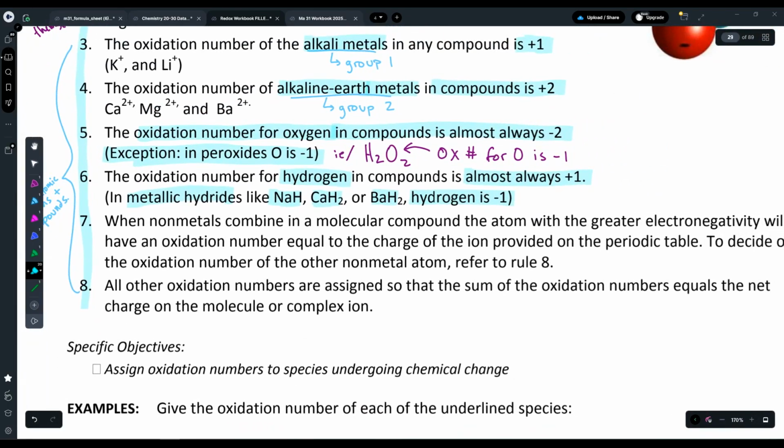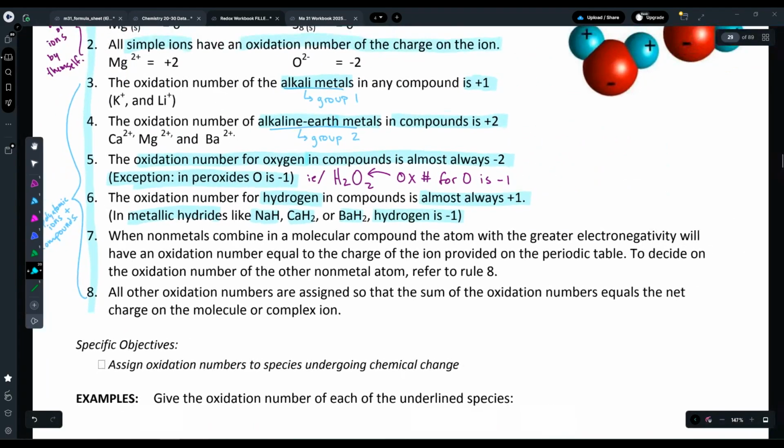Rule number 7, when nonmetals combine in a molecular compound, the atom with the greater electronegativity will have an oxidation number equal to the charge of the ion provided on the periodic table. To decide on the oxidation number of the other nonmetal atom, we refer to rule number 8. Rule number 8 is that all other oxidation numbers are assigned so that the sum of the oxidation numbers equals the net charge on the molecule or complex ion.